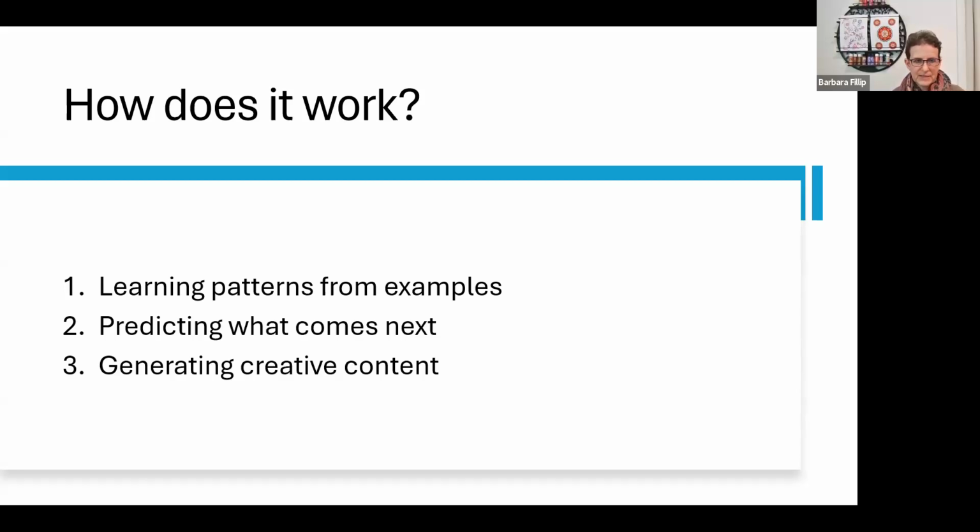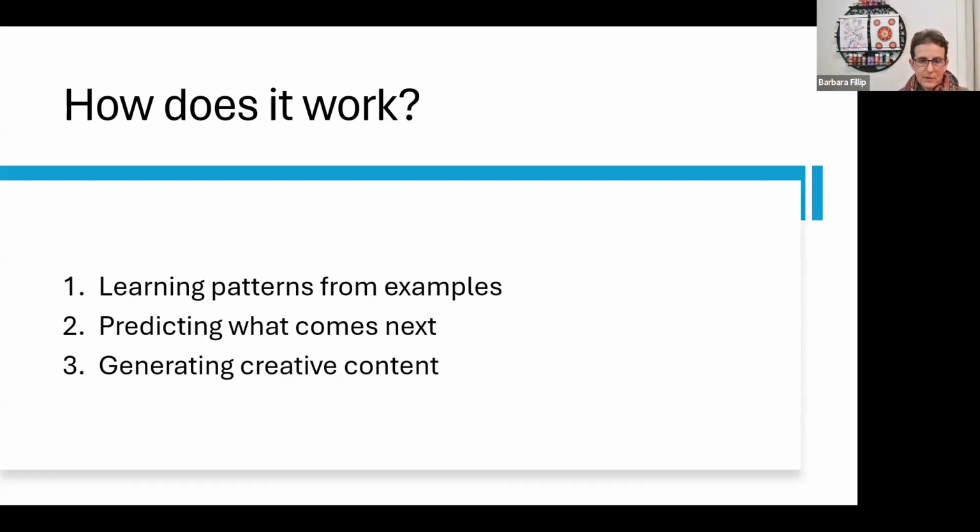It learns patterns from examples, then it predicts what comes next in the answer, and then it generates creative content. What do I mean by creative content? It's not copy pasting an answer from somewhere on the internet. It's absorbing everything that's on the internet and whatever it has access to from that training data. And then it's learned these patterns. And now it's going to create an answer that doesn't exist anywhere else. It's not picking up a paragraph here and there from the internet. It's creating new content. That's why it's called generative artificial intelligence.